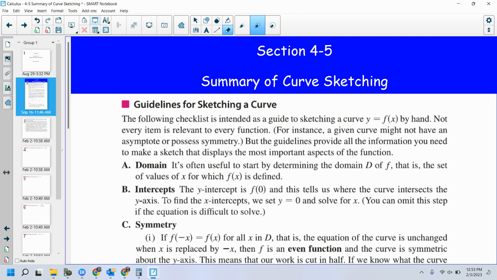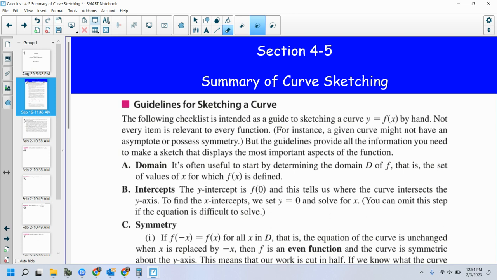All right, so these are the things. This is basically everything, starting way, way back in Algebra 1. Everything that we have learned to be able to graph something. The first thing that we talked about way back in Algebra 1 is the domain. The domain is actually very important. We didn't understand the importance of it way back in Algebra 1. But the domain is very important to the look of the graph. The domain. It's often useful to start by determining the domain of the function. That is the set of values of x for which the function is defined.